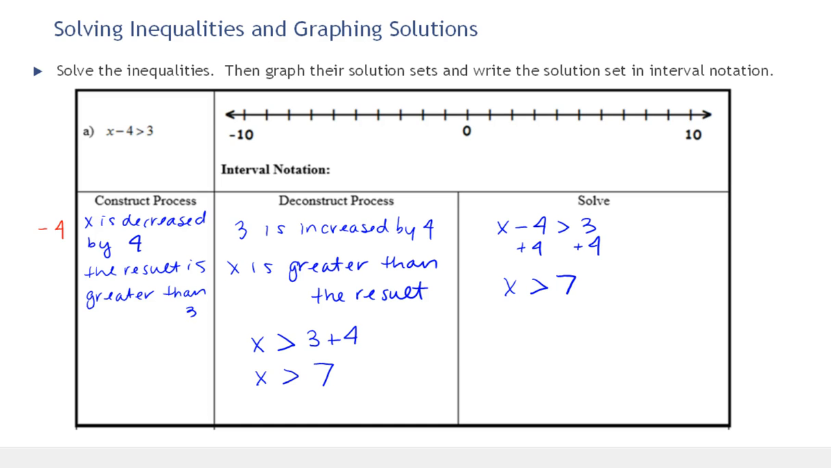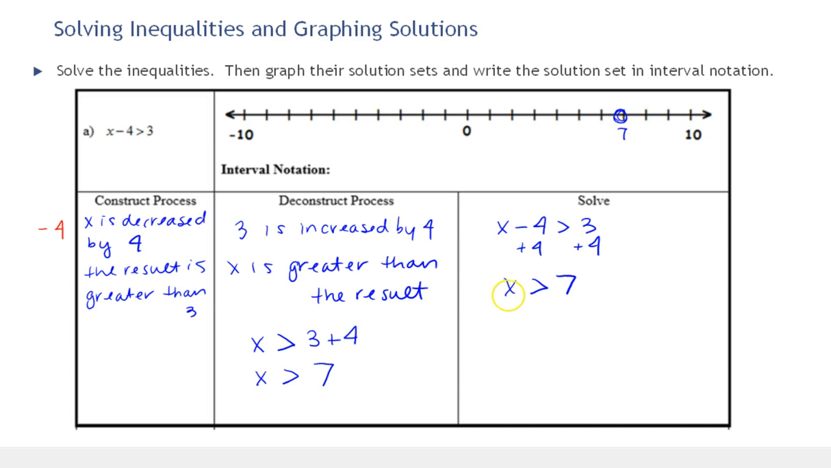Okay. Now let's graph this. So to graph this, I'm going to start with the boundary value. So the boundary value is the number 7. Okay. So since it doesn't have an equal sign on the bottom, I'm going to go to 7 and draw an open circle. 1, 2, 3, 4, 5, 6, 7. Here's 7. Open circle. Now what we need to know is, are we going to draw an arrow to the right or to the left?